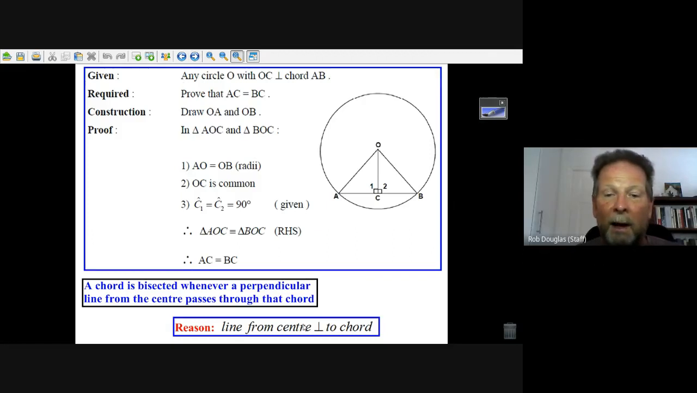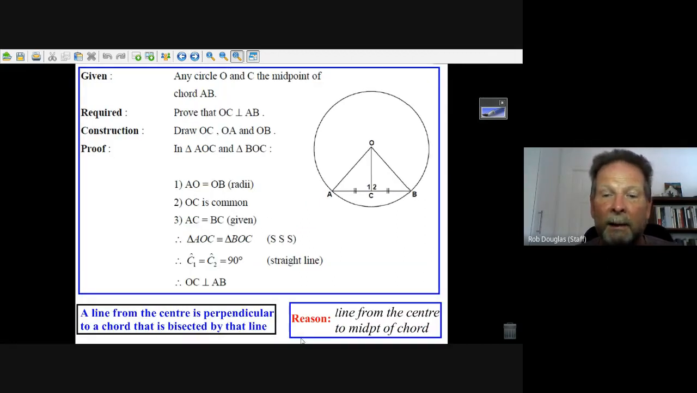So if you've got a line that's perpendicular to the chord, it means it cuts that chord into two pieces. The other thing is, if you've got a line that you know cuts a chord into two pieces, it means that it's going to be perpendicular. It means you can know that that angle is 90 degrees. If you know that the chord is bisected from a line from the center going to the midpoint of a chord, that's how you write it down, then you know that it's 90 degrees.